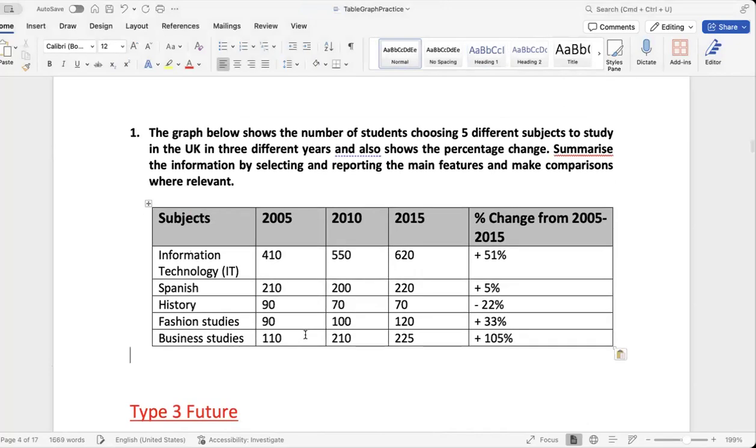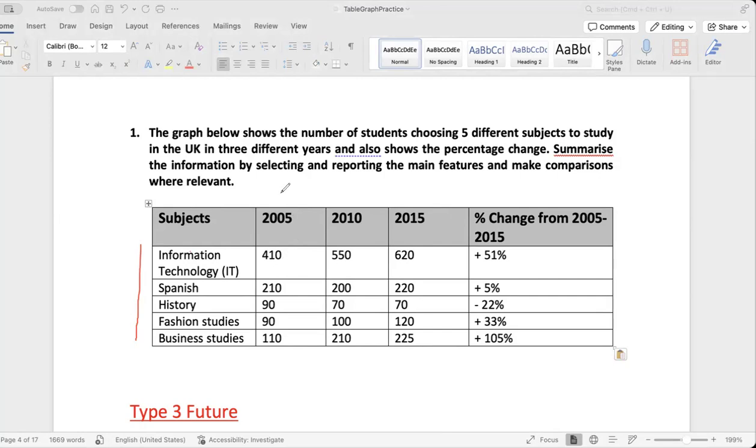Okay. Is it clear? So the graph is showing the number of students studying 5 different subjects in 2005, in 2010, in 2015. Is that clear? So I always told you, in the overall we compare from top to down and we compare left to right. Let's do the top to down comparison. We'll do maximum because there are 5 subjects.